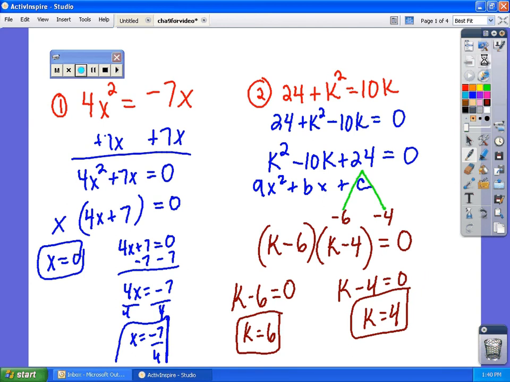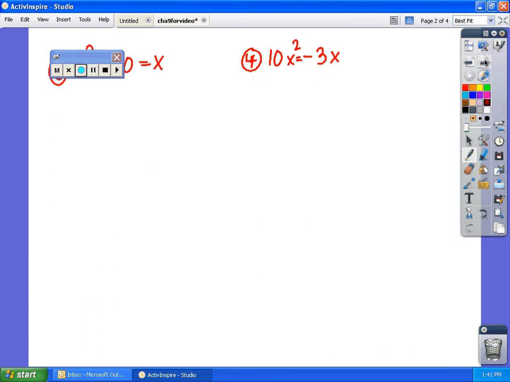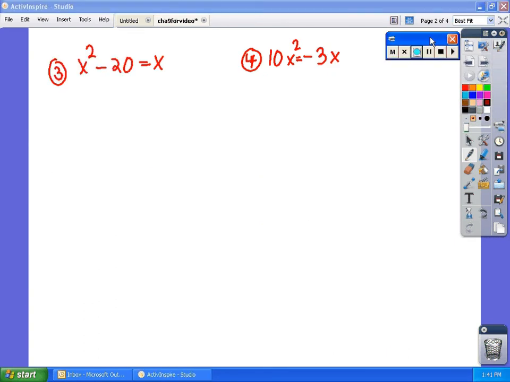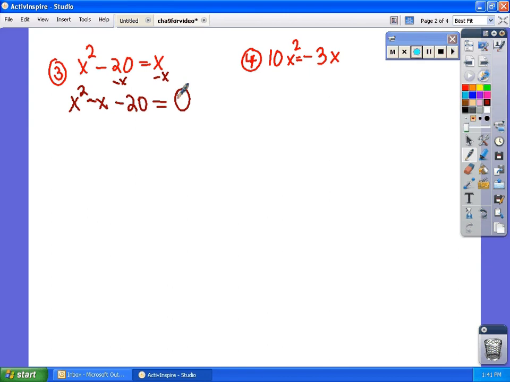Next problem. So here's a problem where I notice right away, it's a quadratic, x squared. So I move the x over, so I got to subtract x on both sides. I'm going to put that little minus x before the negative 20, so it's in descending order. Now I notice it's a trinomial that says x squared minus 1x minus 20.